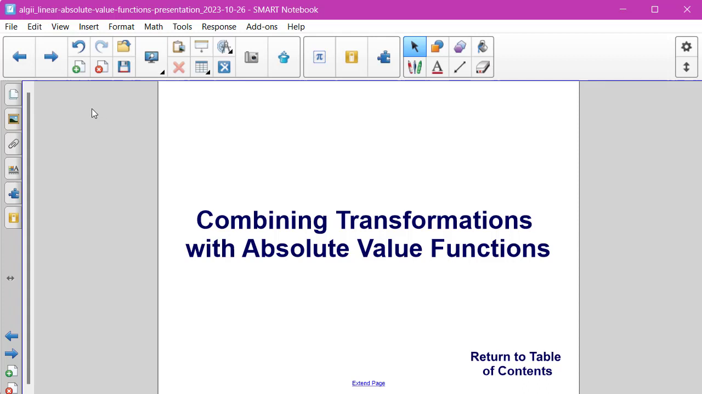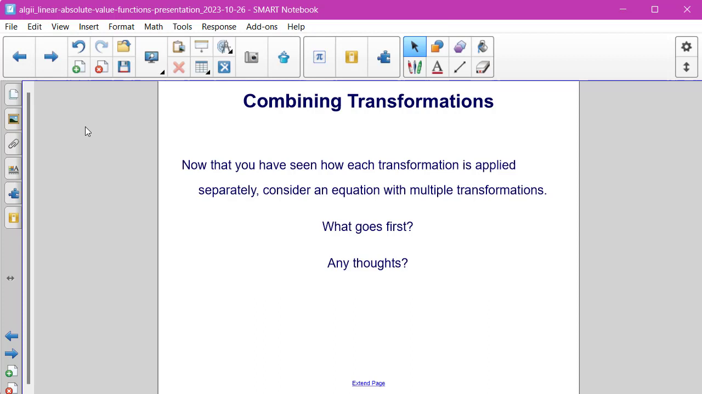Combining transformations with absolute value functions. Now that you have seen how each transformation is applied separately, consider an equation with multiple transformations. What goes first? Do you have any thoughts? Take a moment to pause this video and think about it, and when you're done, unpause.